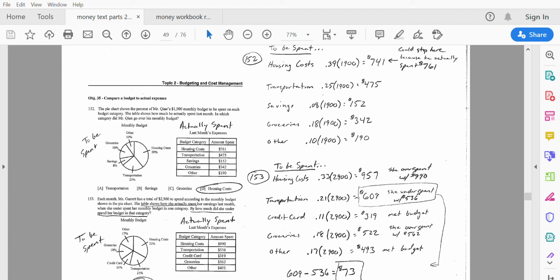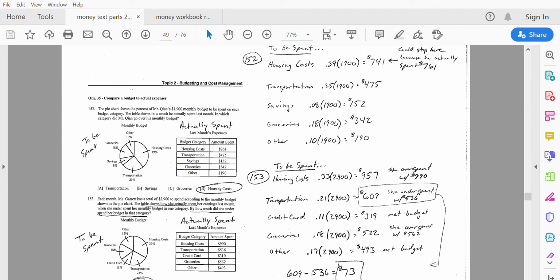So that is lower. She actually underspent, or spent less. So that's the one we want to look at. The credit card is the same. Both are 319. Groceries, she spent 562, which is more than the budget of 522. And the other is 493 and 493 for her budget. So those are the same. So the one that she underspent on is transportation.